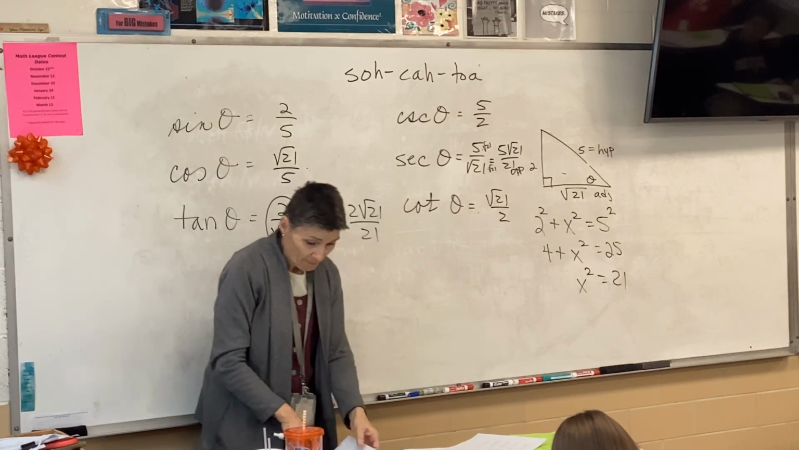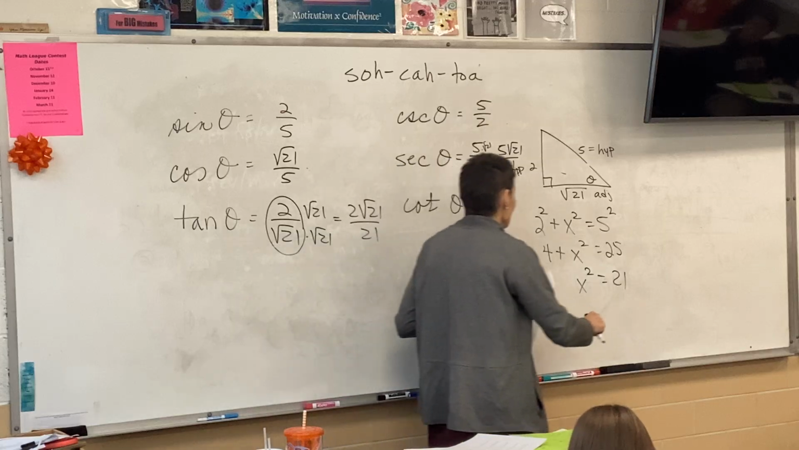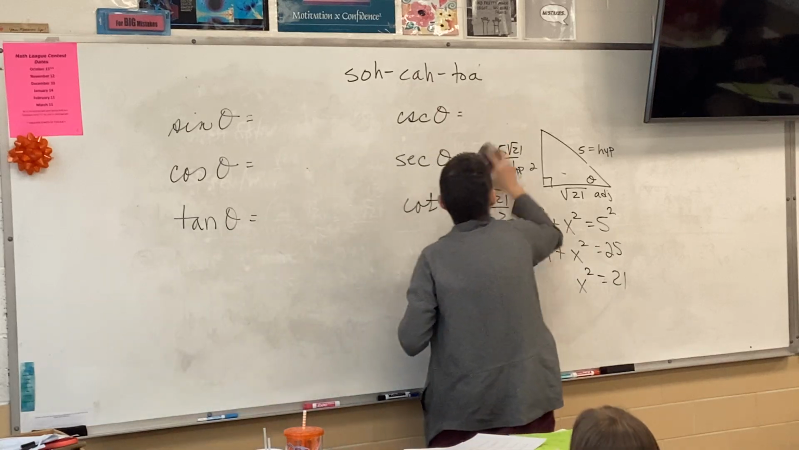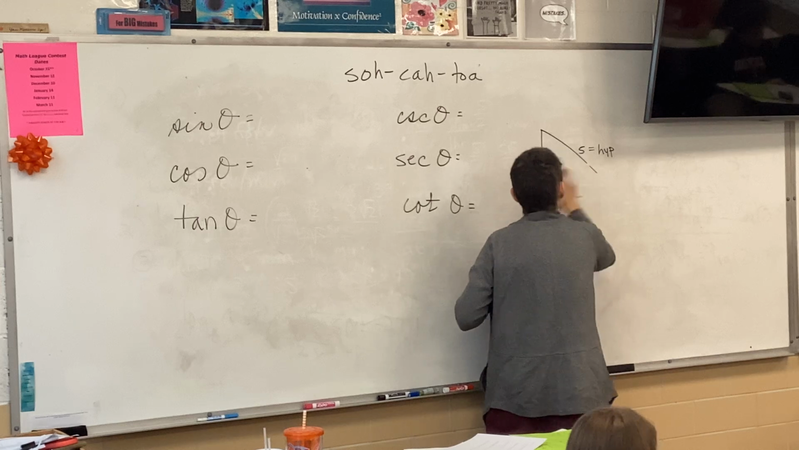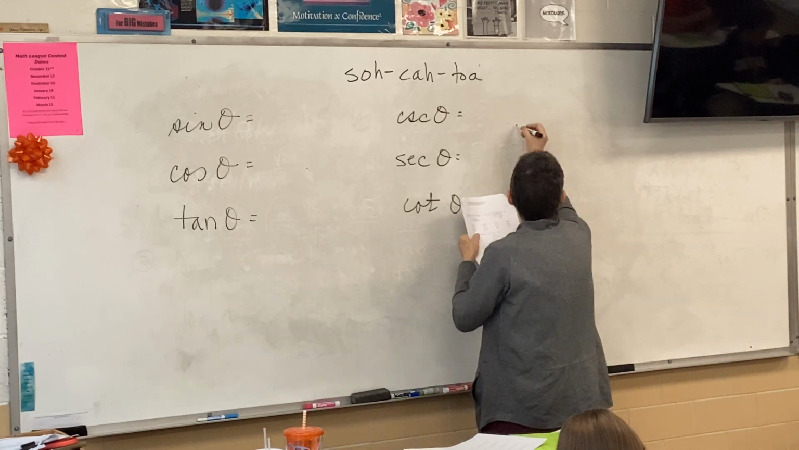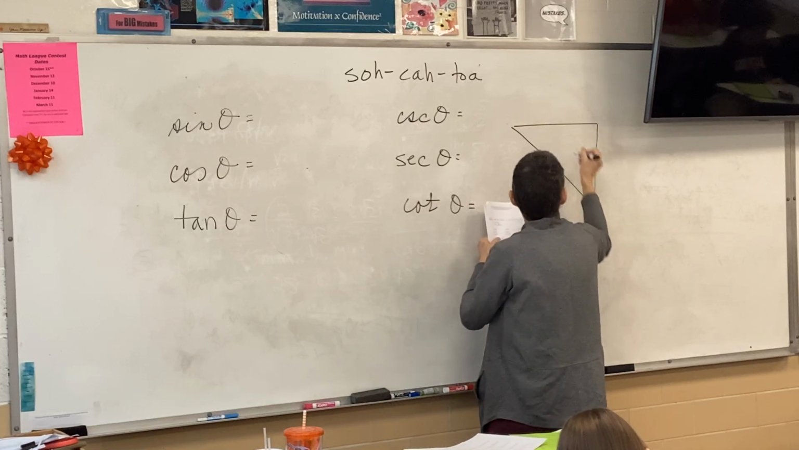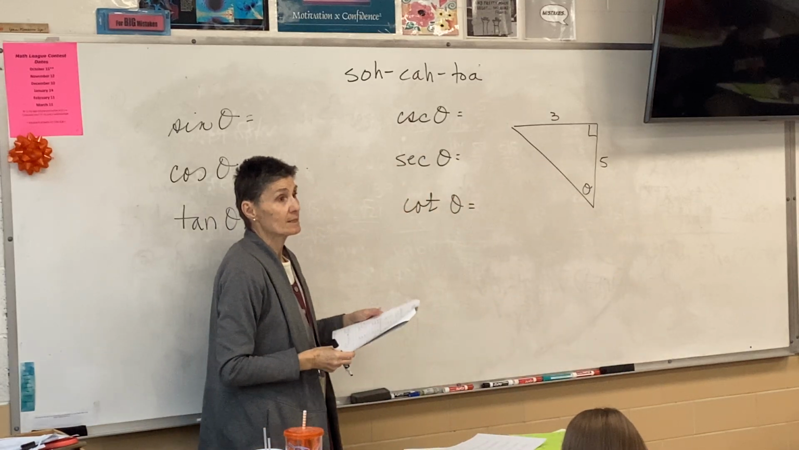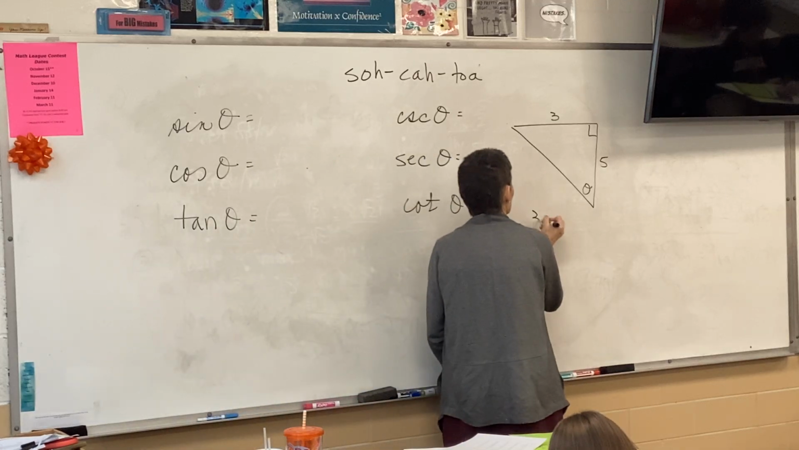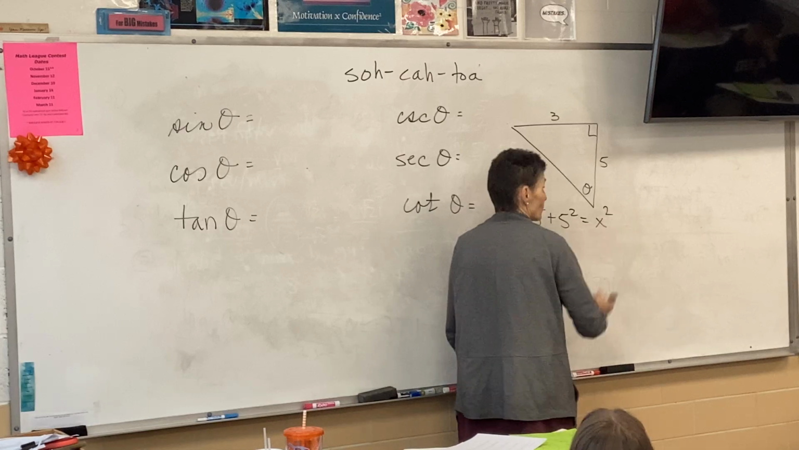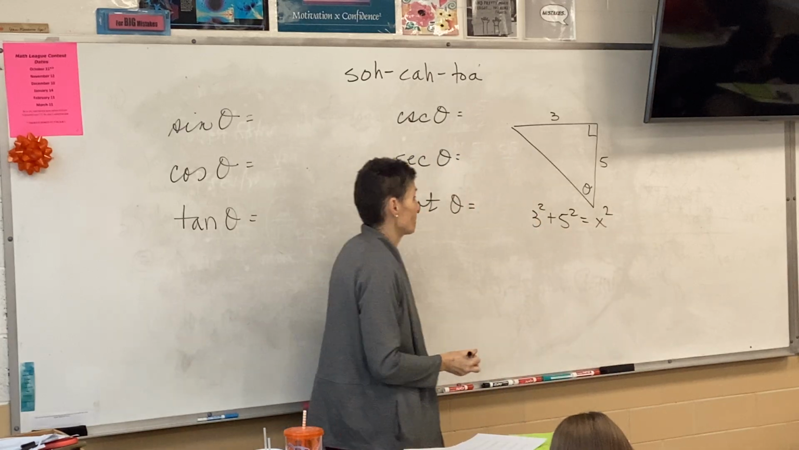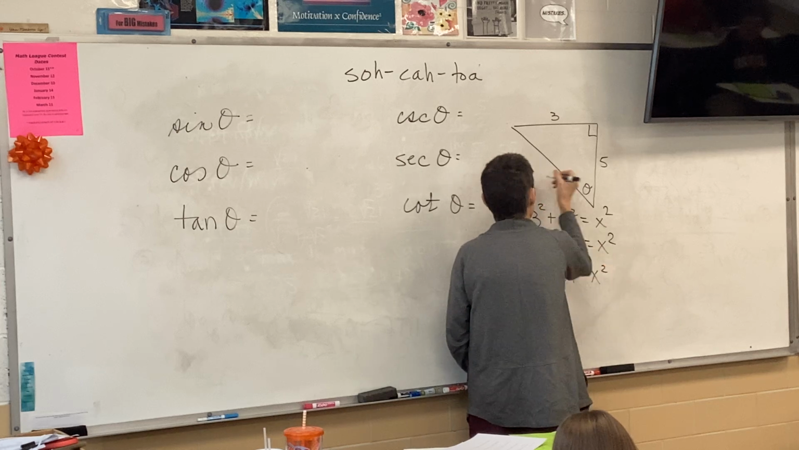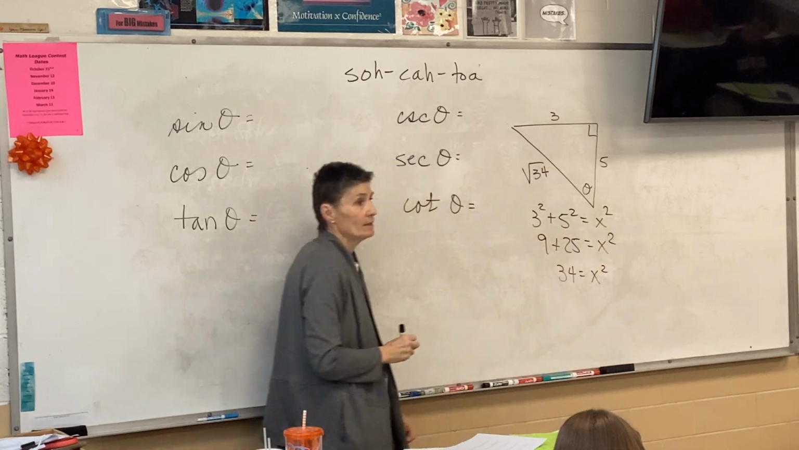You gotta remember that the sine and the cosecant are reciprocals. Okay? Alright, now, let's try B. B is exactly the same thing, except it's got a different picture. Who can remember what we need to do first? We need to find the missing side, which this time is the hypotenuse. So 3 squared plus 5 squared equals x squared. 9 plus 25. Looks like my hypotenuse is the square root of 34.